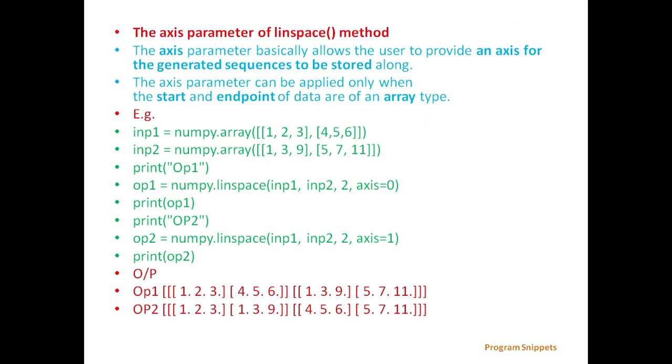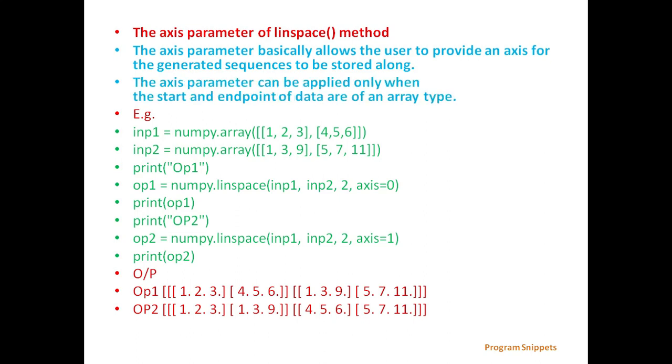Next we'll see the axis parameter of the linspace method. The axis parameter basically allows the user to provide an axis for a generated sequence to be stored along. The axis parameter can be applied only when the start and end points of the data are of an array type.